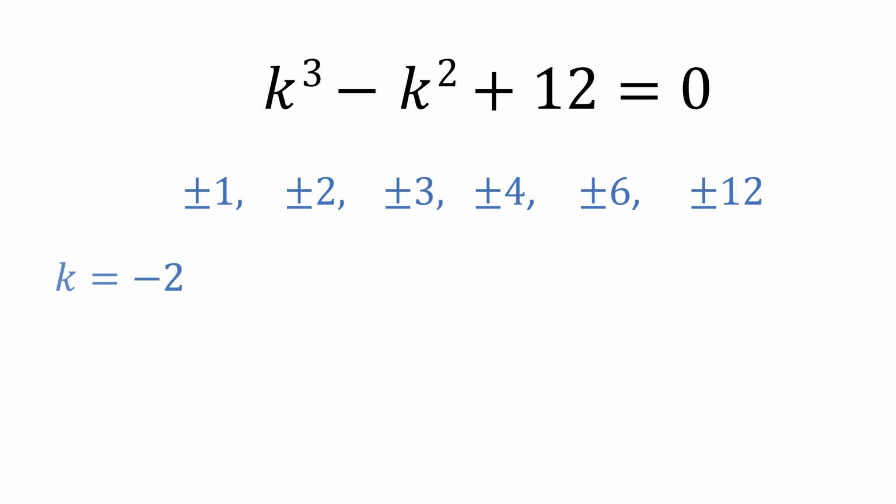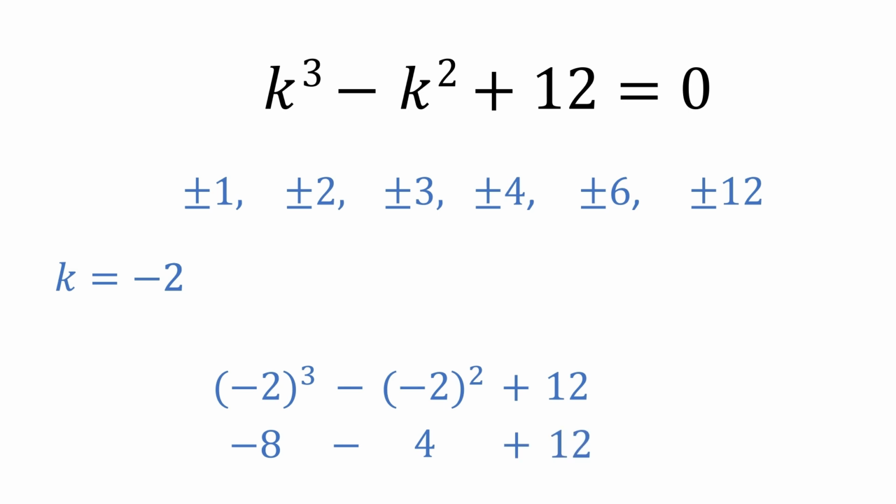This time, let k equal -2. Substituting gives -2 cubed minus -2 squared plus 12. -2 cubed is -8. -2 squared is 4. So we have -8 minus 4 plus 12. And that equals 0. There it is, our first real breakthrough. -2 is a genuine solution.